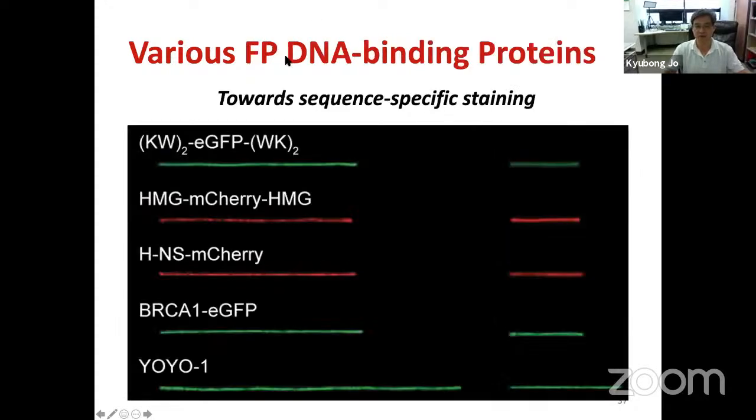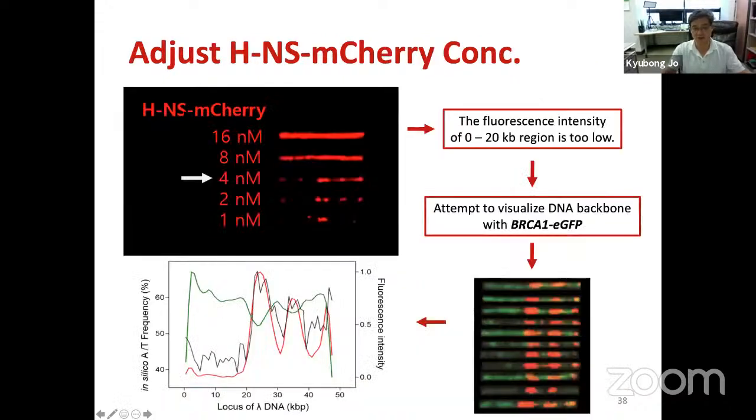And then we also changed the DNA binding motif. Not just KWK, we used HMG, HNS, BRCA1, and many others actually. One of the data showed a very interesting result, with some fluctuation that represents an AT-specific pattern. So using HNS mCherry, we simply reduced the concentration, and then we were able to visualize the AT-specific region.